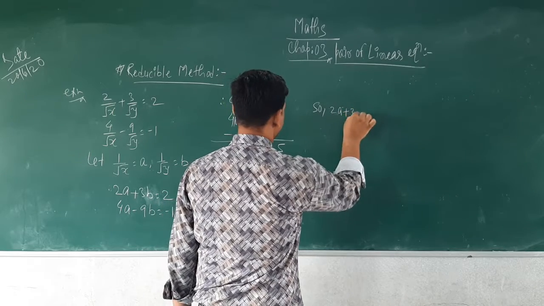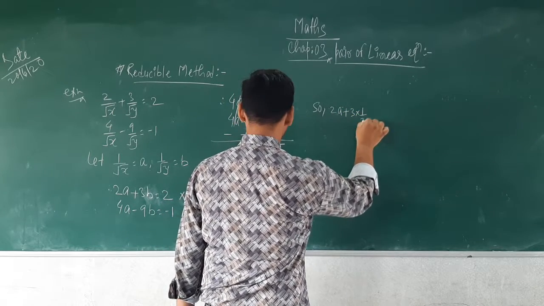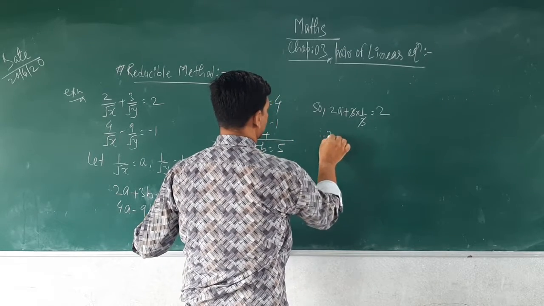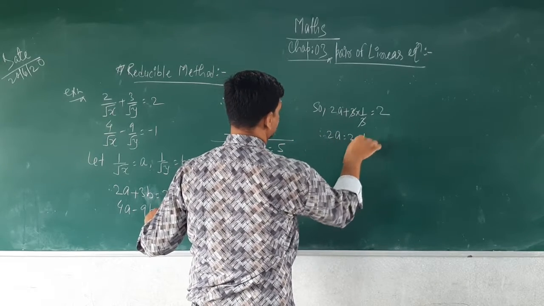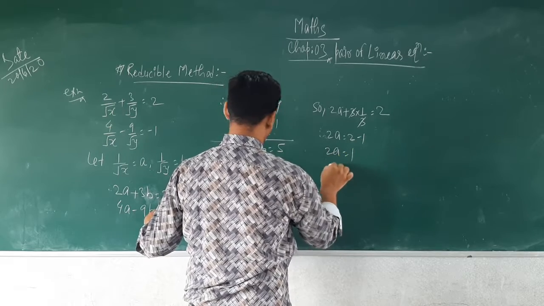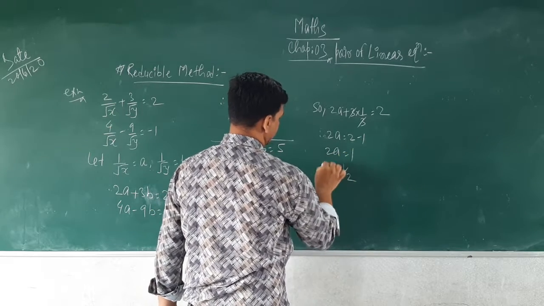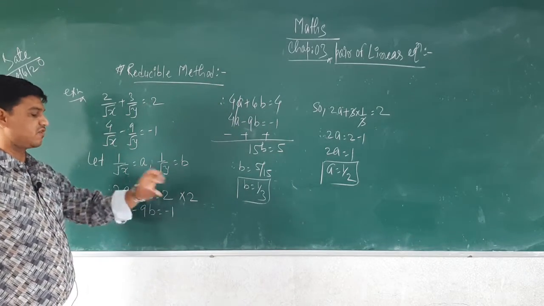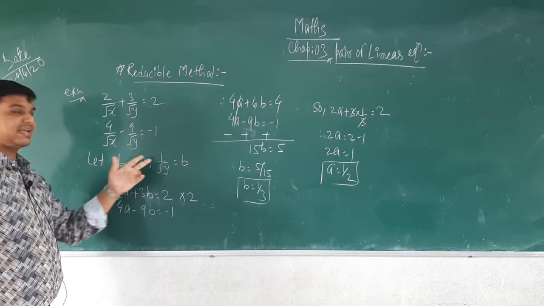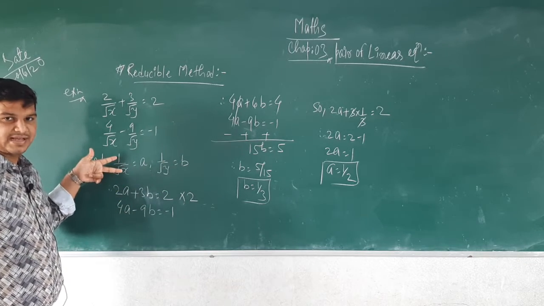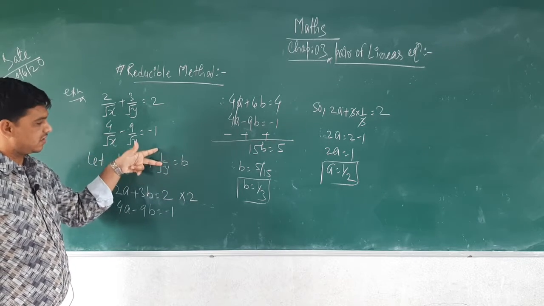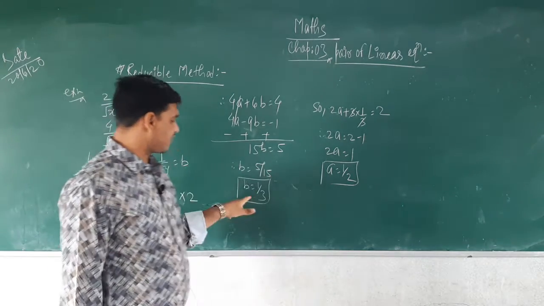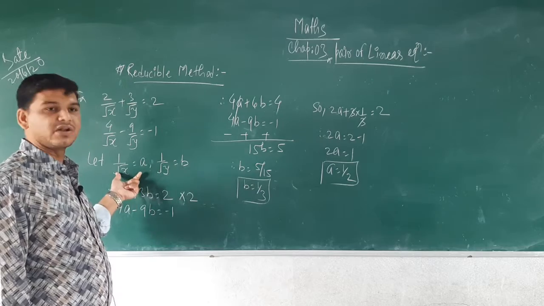2a plus 3 into b's value, 1 by 3, is equal to 2. So 3 and 3 are eliminated. So 2a is equal to 2 minus 1. So 2a is equal to 1, then a is equal to 1 upon 2. So we get the value of a equal to 1 by 2 and the value of b equal to 1 by 3. Now a and b are what? 1 upon root x is equal to a, and 1 upon root y is equal to b. So we apply the values of a and b, and we get the values of x and y.